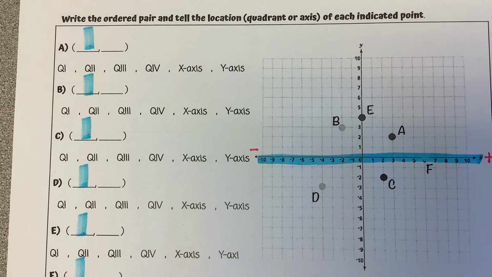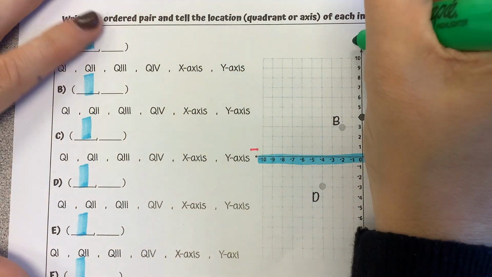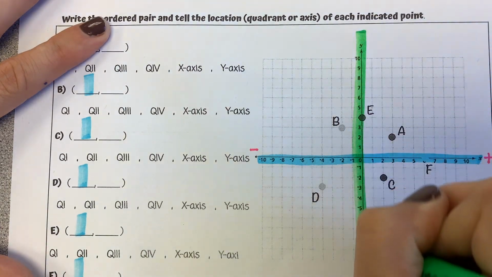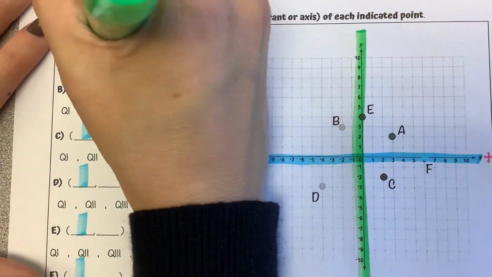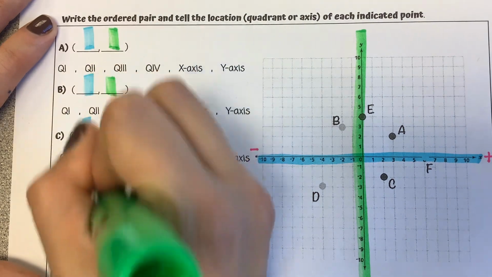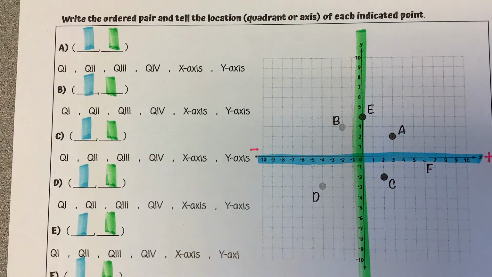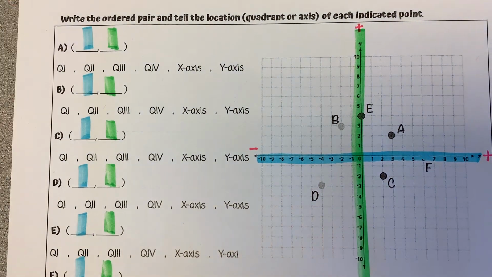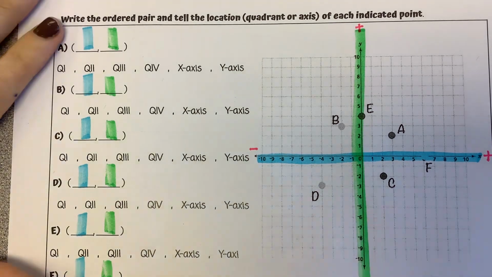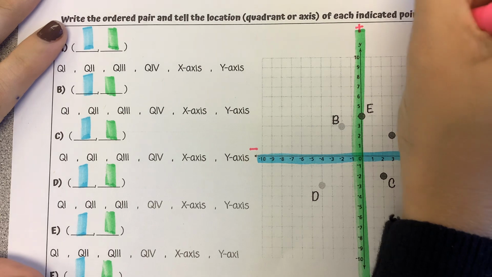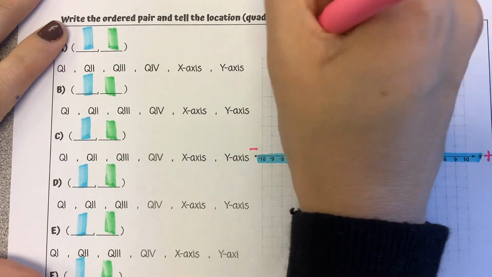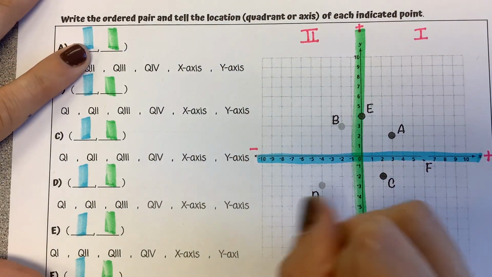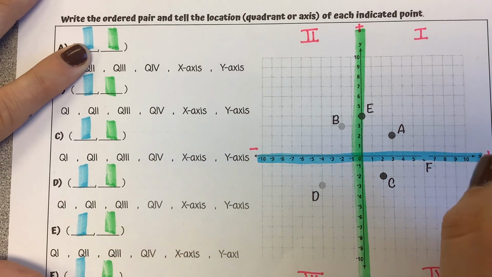I'm going to use my other highlighter color to represent the y-axis, going up and down, and I'm going to highlight the second number in my ordered pair should all be related to that value, where as we go up, it's positive, as we go down, it's negative. And then I'm going to label my quadrants. So this is quadrant 1, quadrant 2, quadrant 3, quadrant 4.